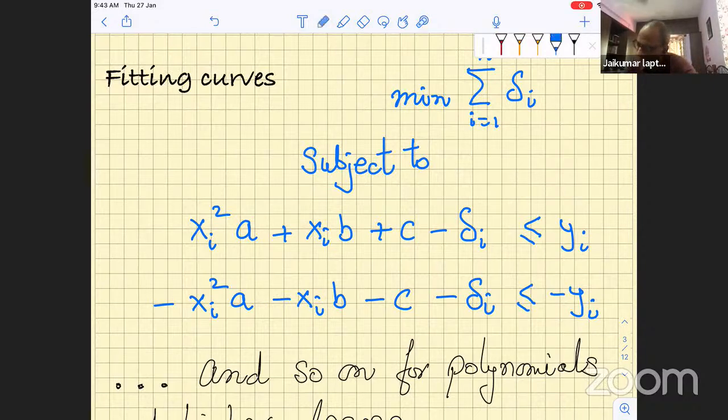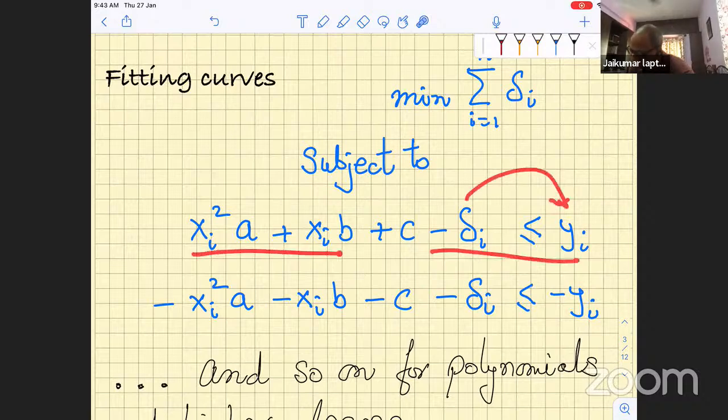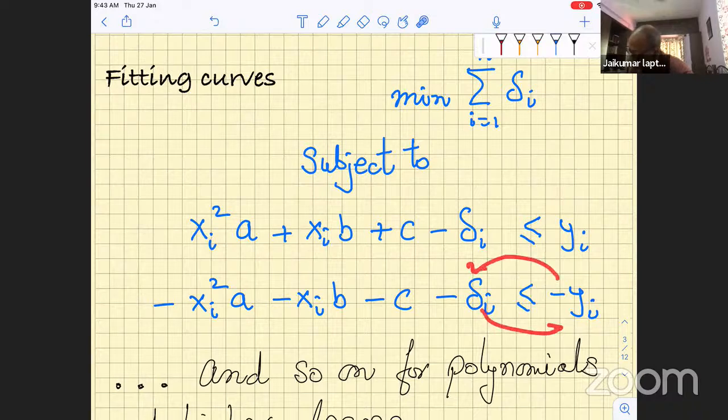What I'm trying to write is, if you move delta I to the right in this equation, what we are saying is this minus yi should be less than delta I. And again, if you move the yi to the left and delta I to the right, you are saying yi minus the position on the curve should be less than delta I. So that means delta I is at least the absolute value of the difference between yi and the curve. Okay, and that's what we want.